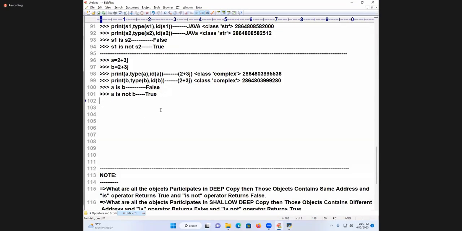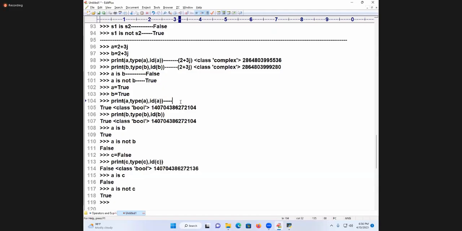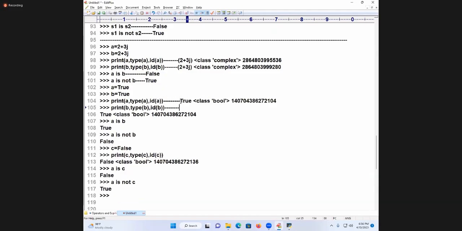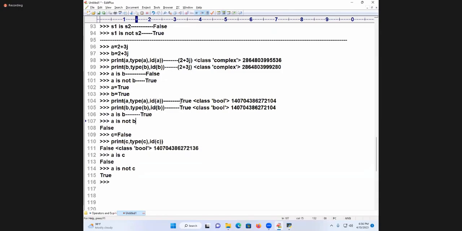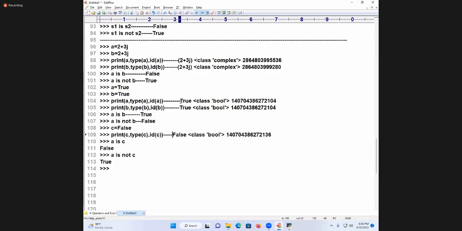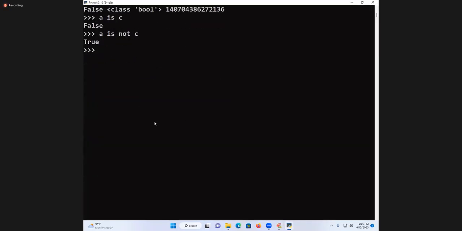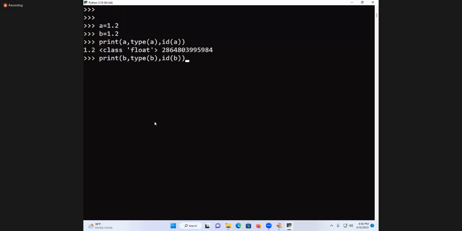Okay, coming back to the point. A is B, true here. A is not B, false. C is false here, and A is C here, false. A is not C here, true. Done. Now, take care. A very dangerous part is coming. A is 1.2. B is equal to 1.2. Now I hope you can answer. A, B: same address or different address? Very good. Different address.